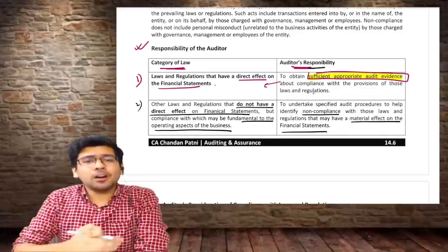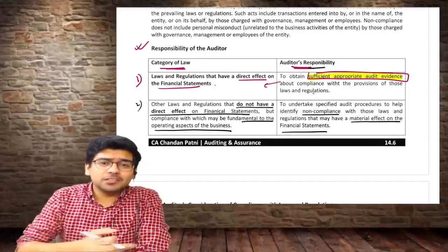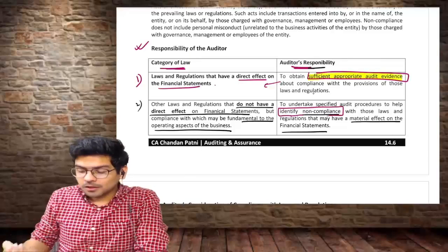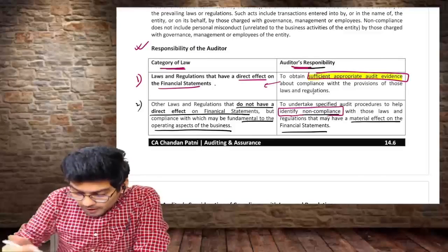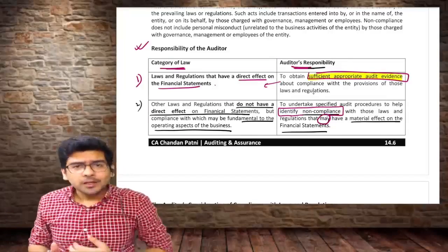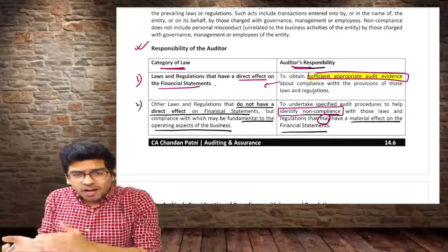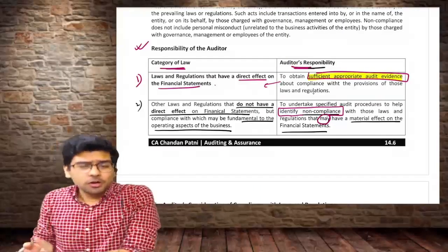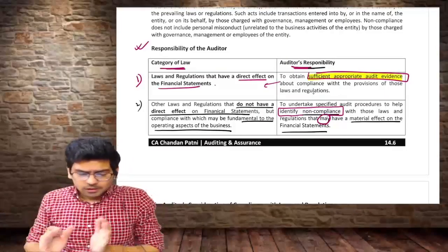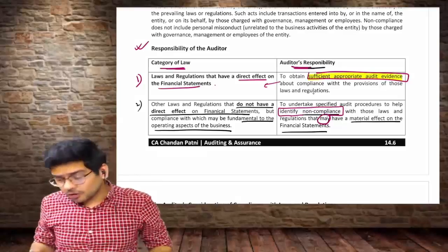But in case of the other laws which don't have a direct effect on the financial statements, the auditor is going to identify non-compliance with other laws that may have a material effect on the financial statements. So again, whether it is going to have a material effect or not is a matter of professional judgment. I hope you are clear with respect to the responsibilities of the auditor.